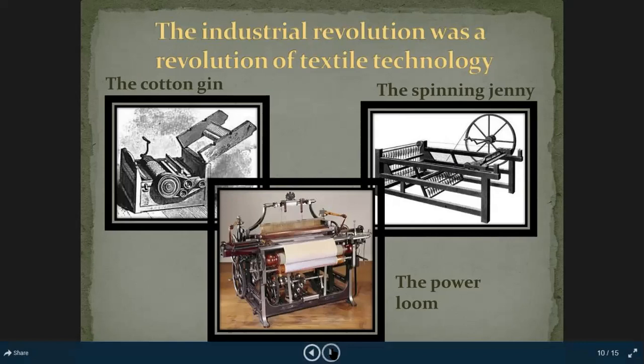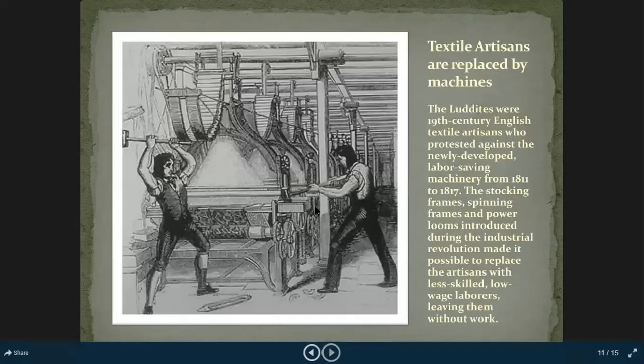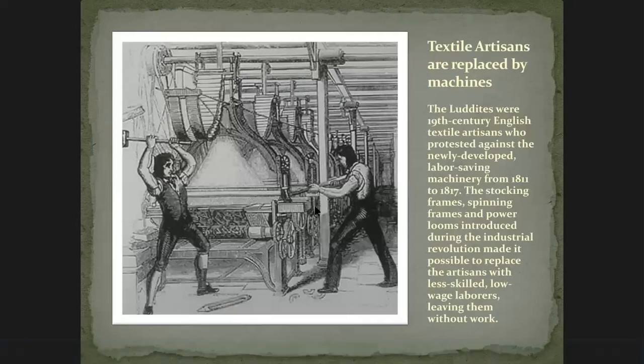Textile artisans were actually replaced by machines. The Luddites were artisans, artists of textile art: 19th century English textile artisans who protested against the newly developed labor-saving machinery from 1811 to 1817. The stocking frames, spinning frames, and power looms introduced during the Industrial Revolution made it possible to replace the artisans with less skilled low-wage laborers, leaving them without work.